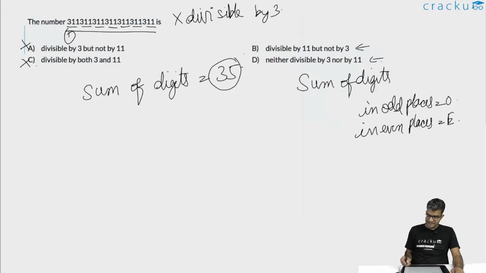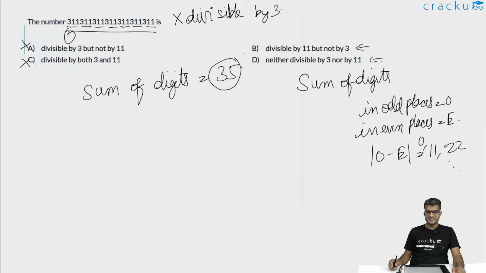Let this be E. If the absolute difference between O and E is divisible by 11, then this number is divisible by 11. That is, modulus of O minus E. If this is a multiple of 11, say 0 or 11 or 22 or something, then this number is divisible by 11. Otherwise, it is not divisible by 11.